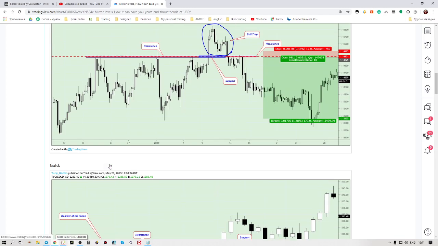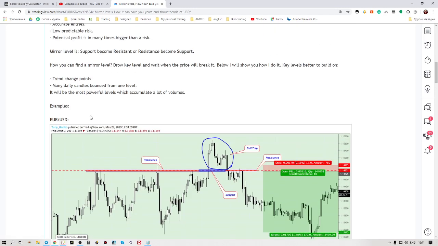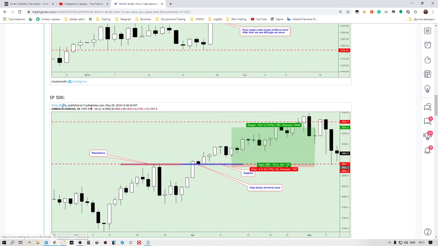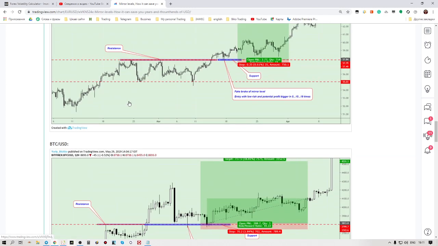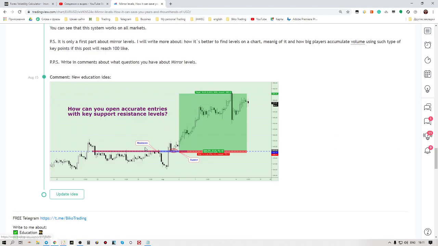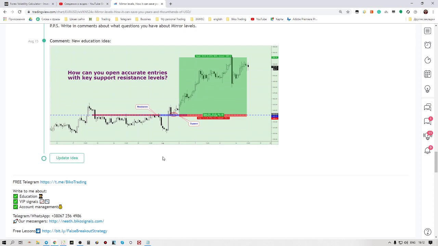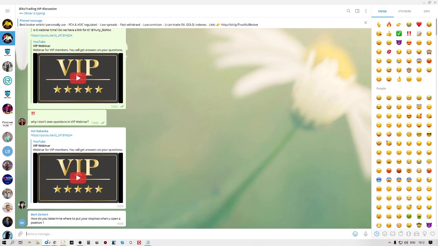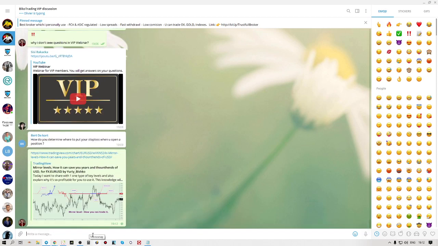And the mirror level, as you see, works on all markets, because EUR/USD, currency pairs, gold, indexes, oil, cryptocurrencies, everywhere, on stocks. It's the best strategy. Believe me, friends, it is the best strategy. That's why you can read more about mirror levels here.